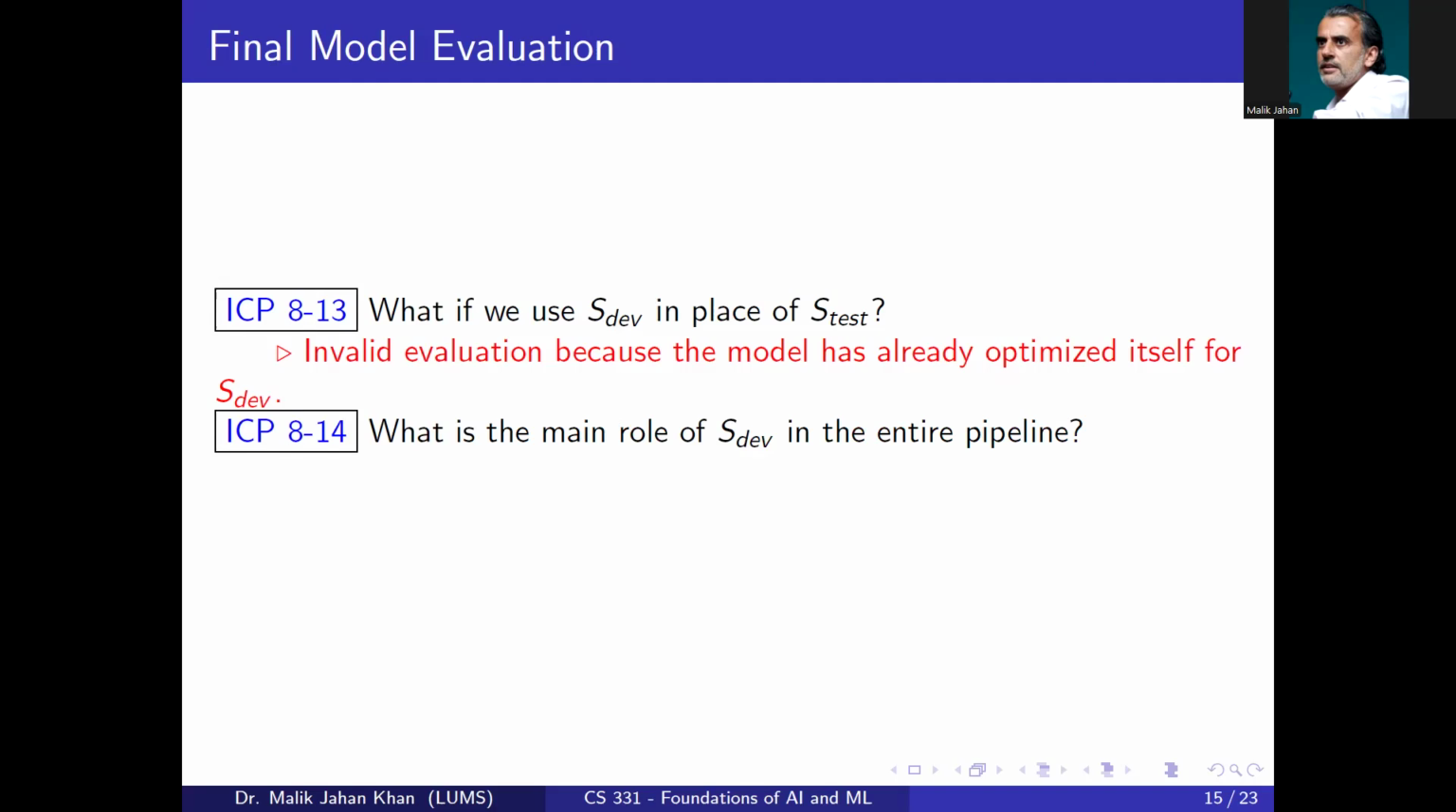So what is the main role of S_dev in the entire pipeline? It helps to select an acceptable model that can be shipped for deployment.